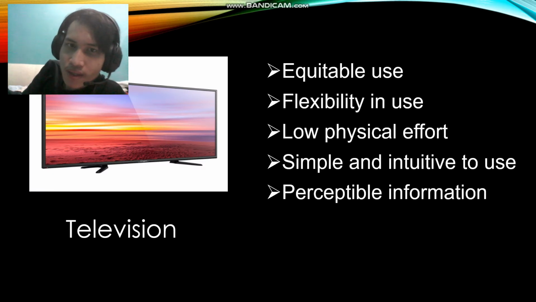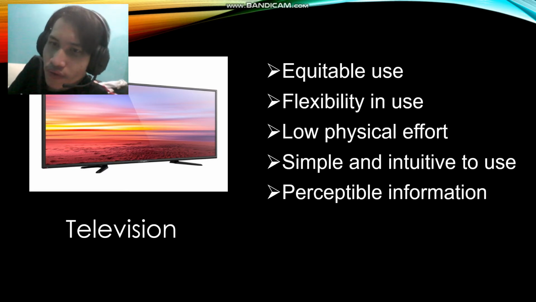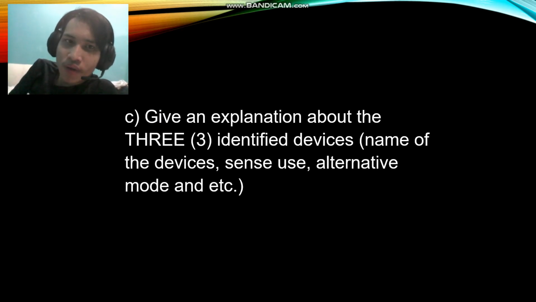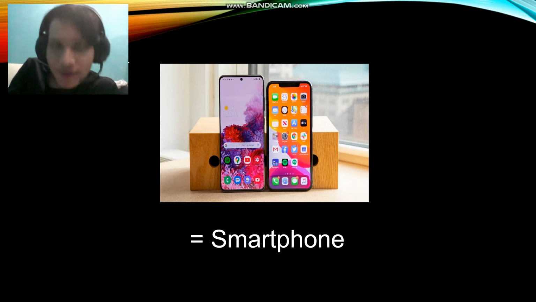Okay, third device is a television. It's equitable use, flexibility in use, low physical effort, simple and intuitive to use, perceptible information. Okay, third question. Give an explanation about the three identified devices, name of the device, senses used, alternate mode, and etc. Okay. Firstly, smartphone.